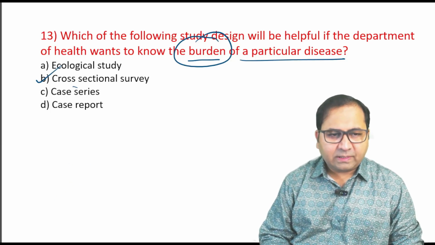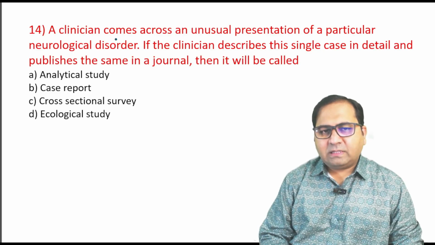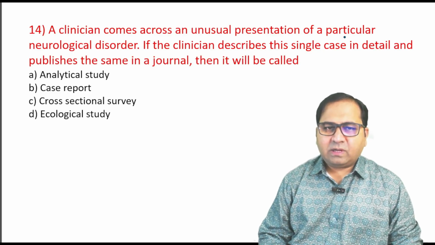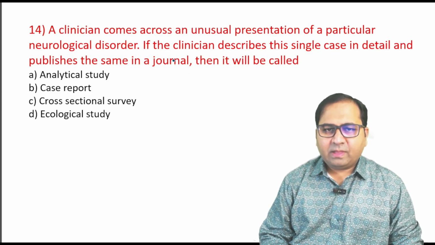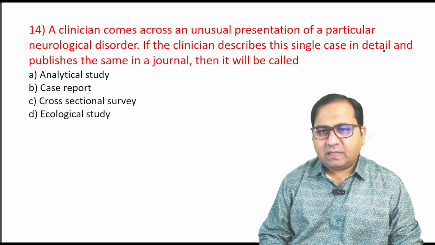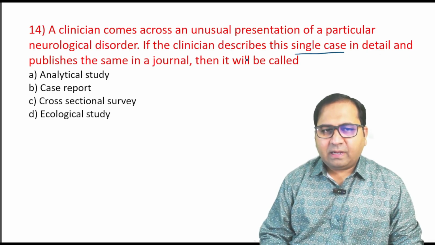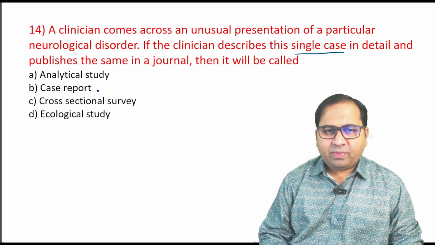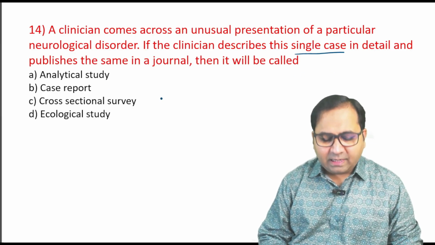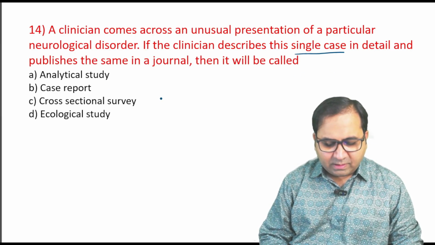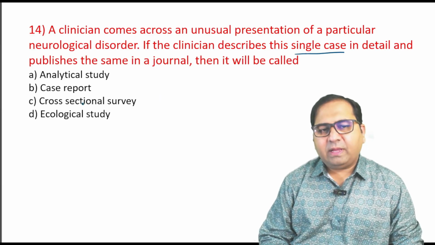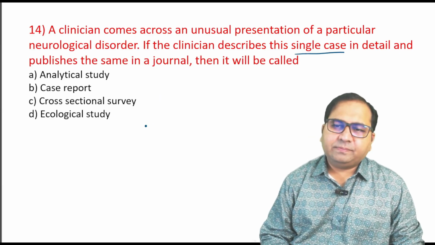Then next question. A clinician comes across an unusual presentation of a particular neurological disorder. If the clinician describes this single case in detail and publishes the same in a journal, then it will be called as what? The options are A. Analytical study, B. A case report, C. Cross-sectional survey, or D. Ecological study.